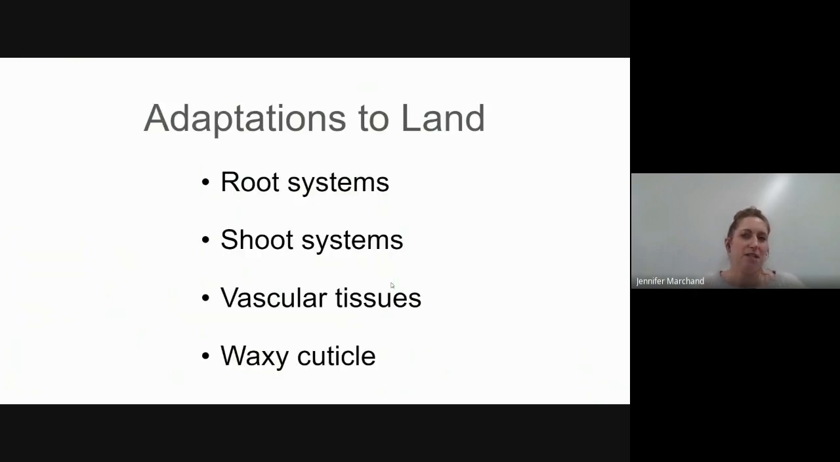Well, this is what happened. The cells started to adapt root systems. They have shoot systems, which allow them to transport the nutrients and water they get from their roots up to the extending parts of their leaves and their stems. They also have vascular tissue, and they also have a waxy cuticle. The waxy cuticle creates an outer, protective layer to protect them from the weather.